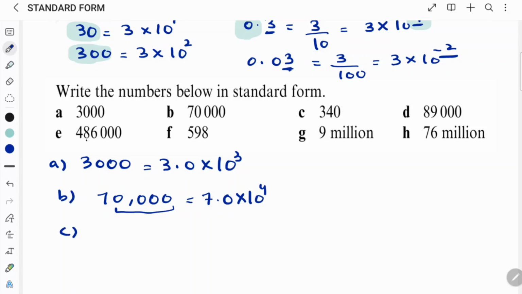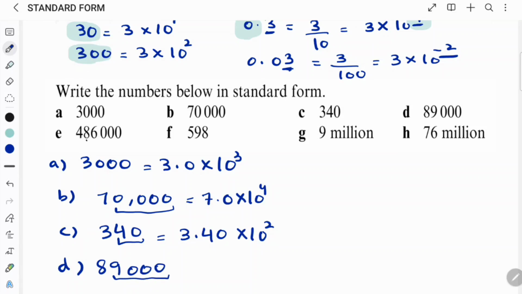Part C, 340. 100 means 10 squared. In 340, there are two digits after the 3, so 10 squared. You can write either 3.40 or 3.4, that means the same thing, times 10 squared. Part D, we have 89,000, which is 89 and then 1000, so 4 digits after the 8, so you write 8.9 times 10 to the power 4. Remember, this was power 3, power 4, power 2, and power 4 again.